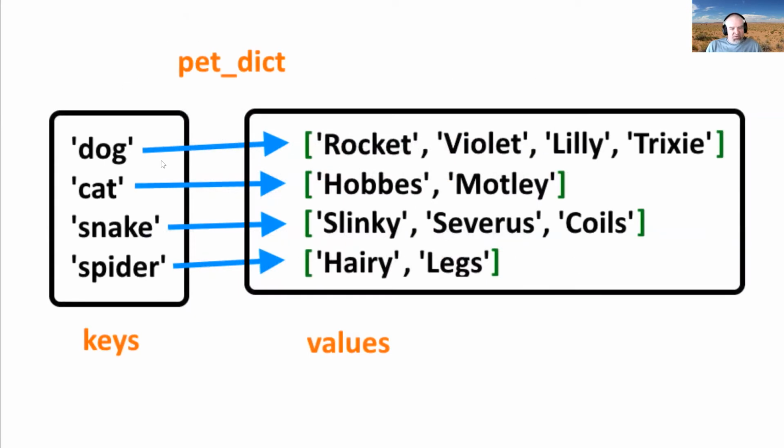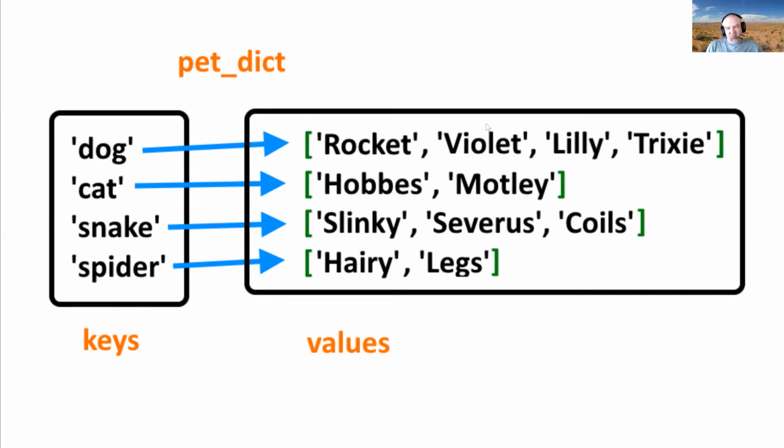Okay, so a visual representation of a dictionary, what it might look like. Over here you have your keys. Here you have a key for dog, cat, snake, and spider. And then each key has a value associated with it, which is why we call them key value pairs, because it's a key and a value paired together.